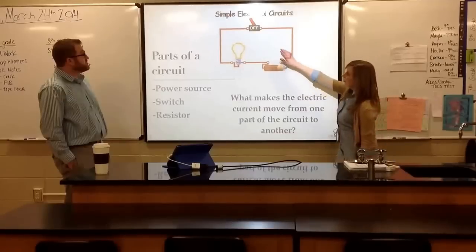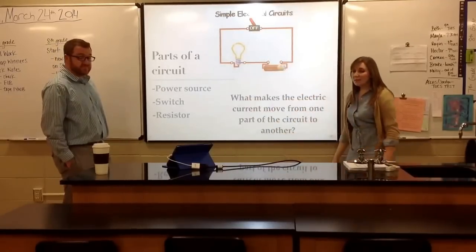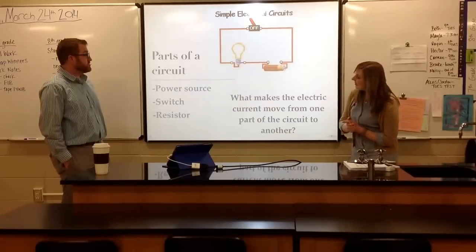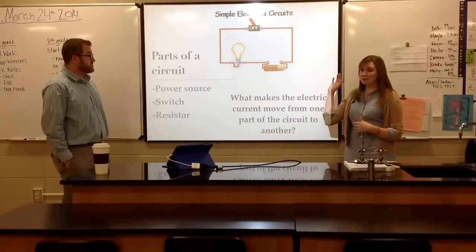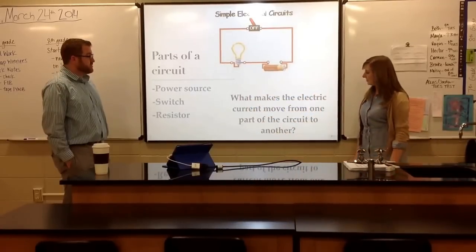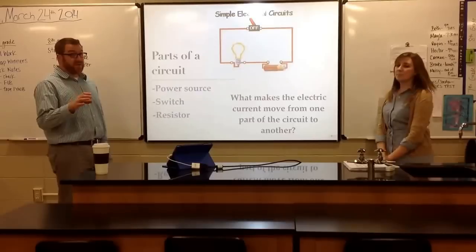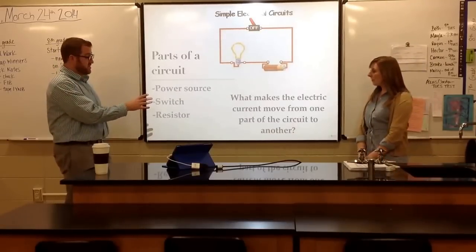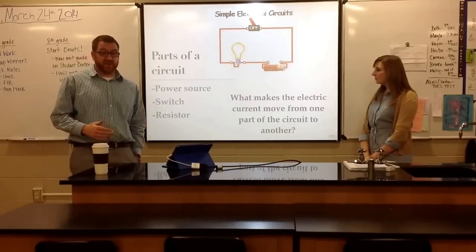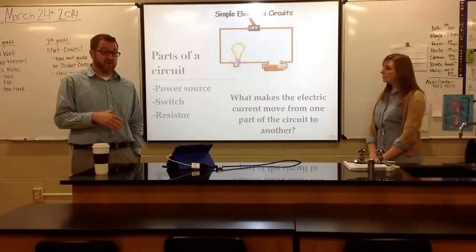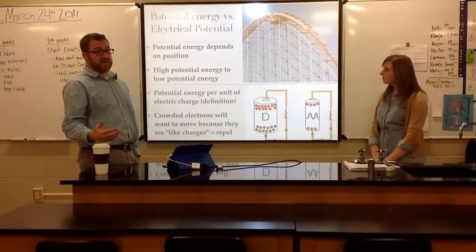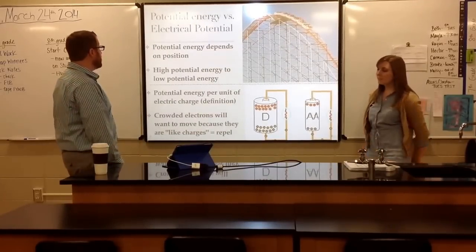Your switch, a lot of you were experimenting a lot with these in the electromagnetic fishing pole contest in the last unit. And then the resistor is going to be what is actually using that electric current. So in this case, a light bulb. Alright, so one thing we're really concerned about now is this question in the bottom right corner, and that is, what makes the electric current move from one part of the circuit to the other? So that's where we're going to spend at least a little bit of our time on here today.